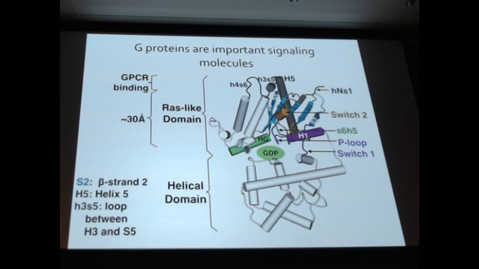Just to give you a little bit more information before I dive into what we've been doing and what we've been learning, there's a lot of structural elements that are nice to be able to talk about for this thing. So there's a convenient naming scheme where H5 refers to helix 5, so that's this long helix in the back that's vertical. S1 refers to beta strand 1. And then two other elements I'll bring up are the phosphate binding loop, the P loop, and H1 contacting the nucleotide here.